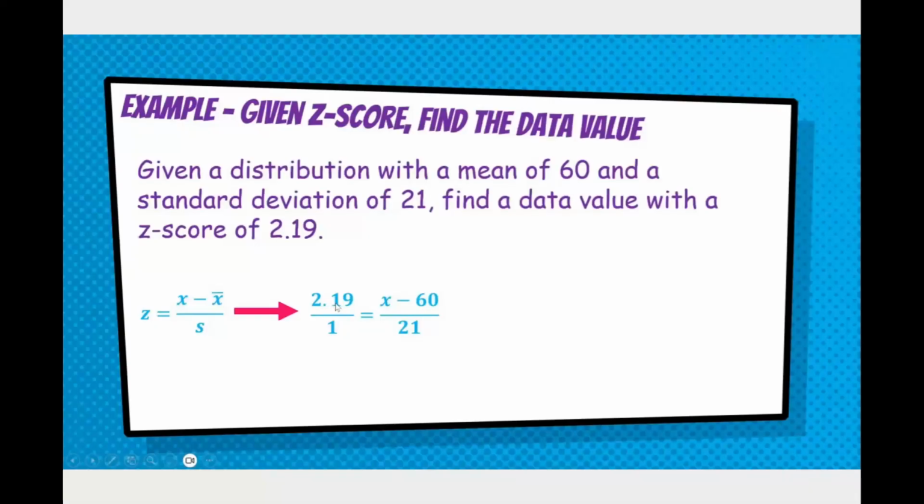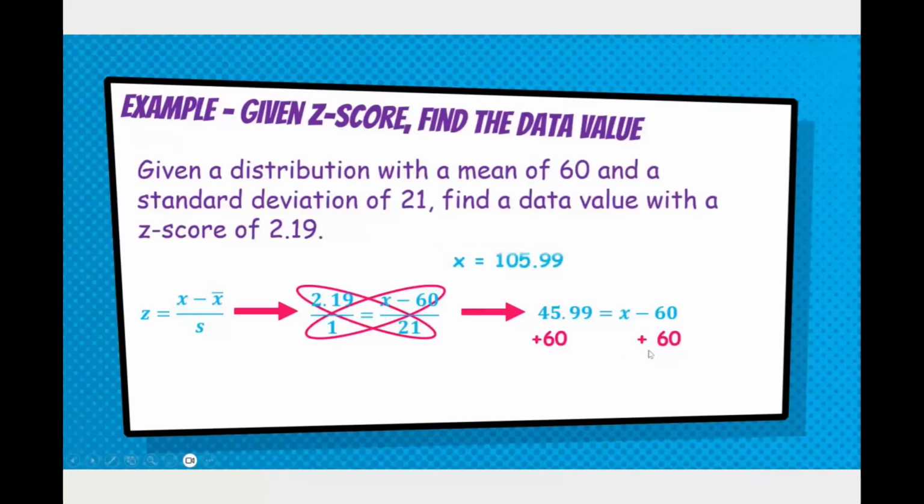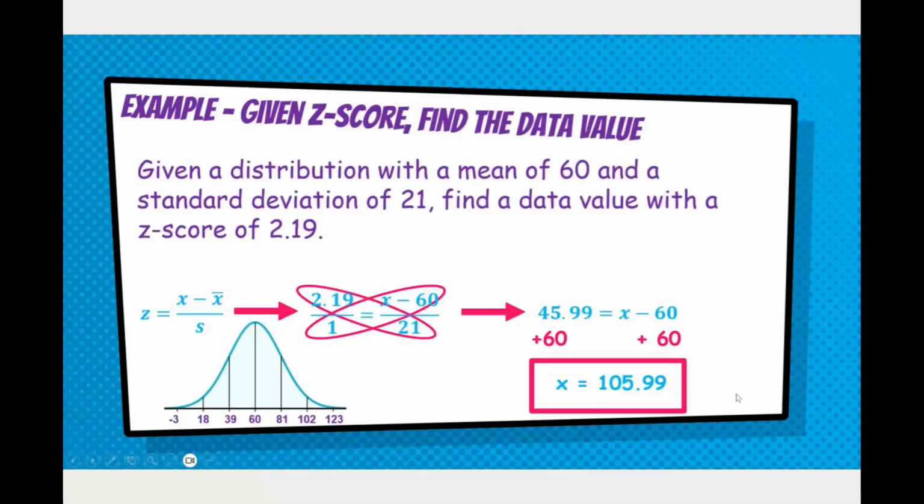So here I'm plugging in the z-score 2.19 for z and not the x like I did the last time. And this is because I'm finding a data value, which is what x represents. I hope I have a graph of this because it's actually a lot better to see this. But we would cross multiply. 1 times x minus 60 is just x minus 60. Then I'd multiply 21 by 2.19 and get 45.99. And then I just have a one-step equation. Add 60 to both sides, and I get x equals 105.99.